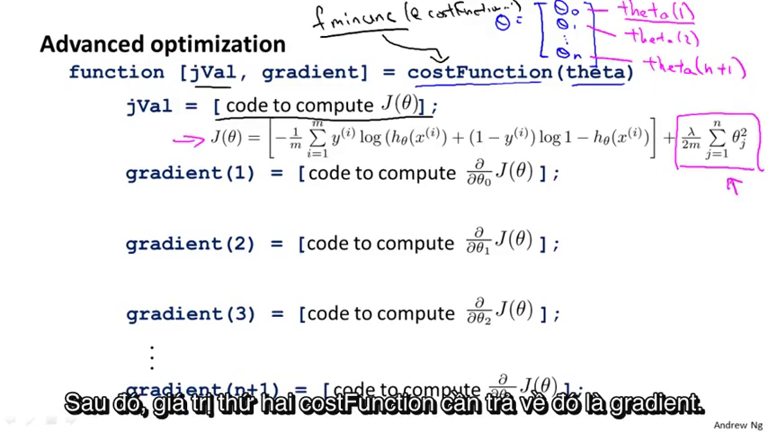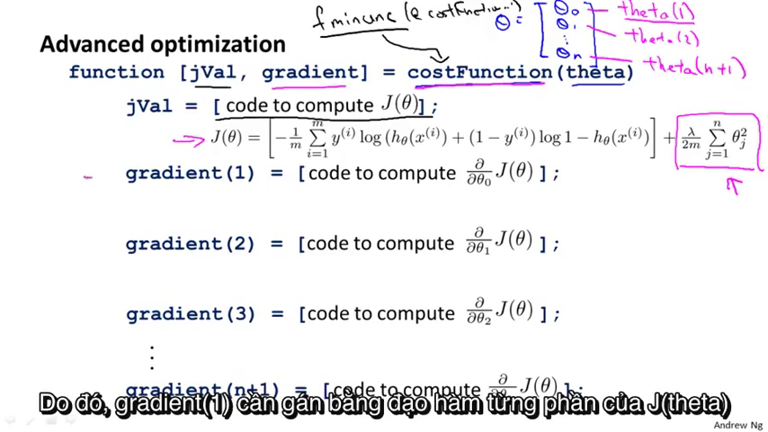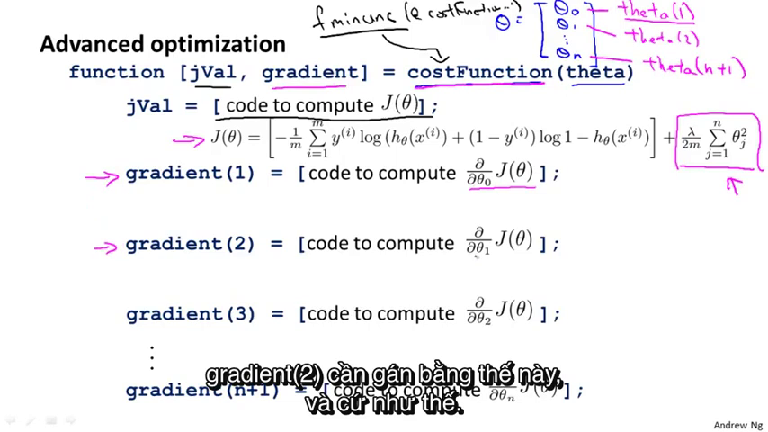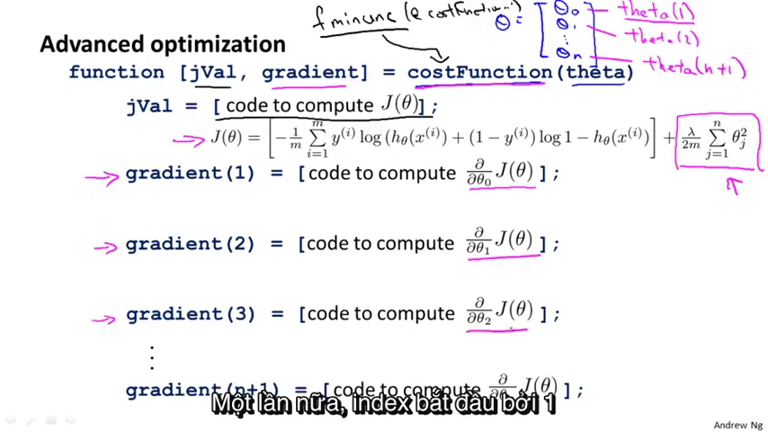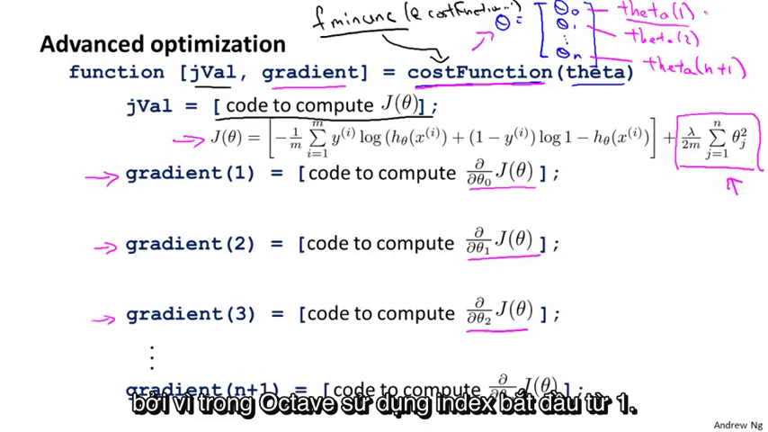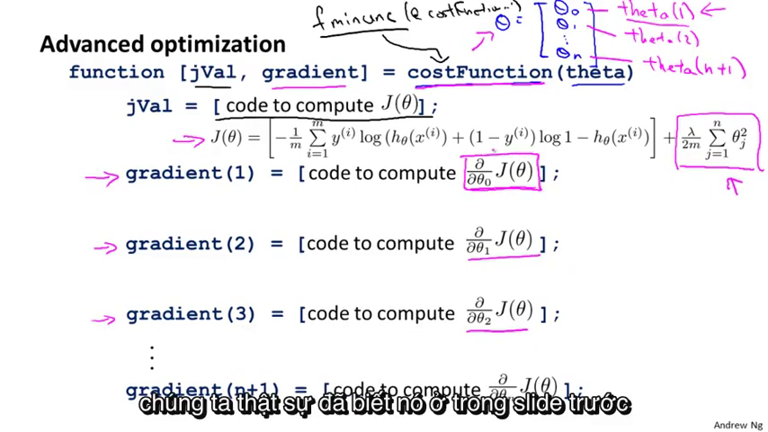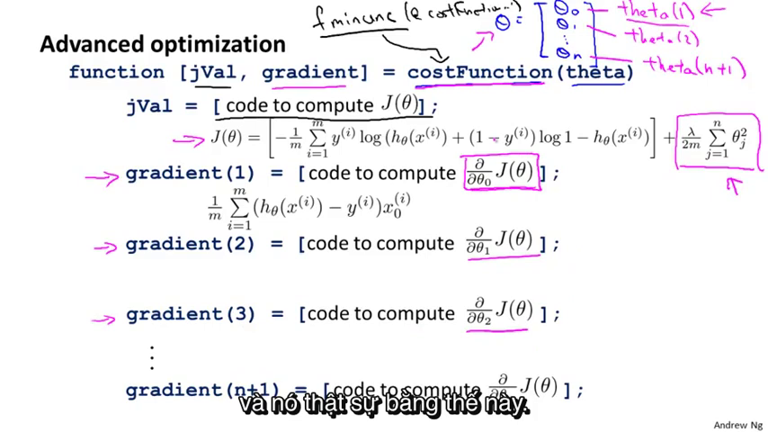And then the other thing that this cost function needs to provide were the gradients. So gradient 1 needs to be set to the partial derivative of J of theta with respect to theta 0. Gradient 2 needs to be set to that, and so on. And once again, the index is off by 1 because of the indexing from 1 that Octave uses. Looking at these terms, this term over here we actually worked out on the previous slide. It's actually equal to this. It doesn't change because the derivative for theta 0 doesn't change compared to the version without regularization.